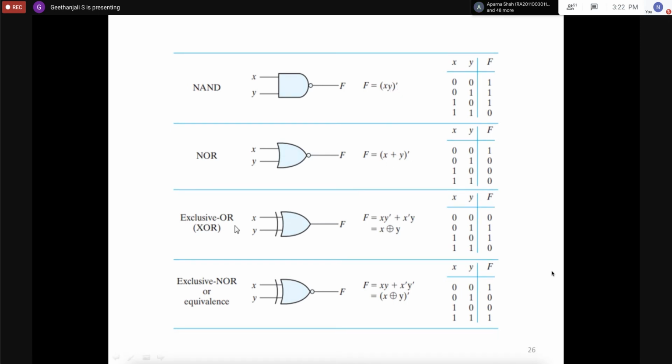Then exclusive OR, that is also called XOR. XOR means what? OR gate. You have to draw one line here. So the output will be xy dash plus x dash y. So this is representing the exclusive OR, XOR gate. So accordingly we'll get the output. You have to apply here and get the output.